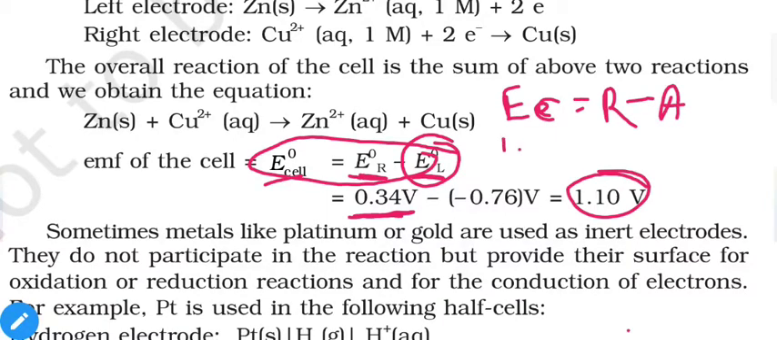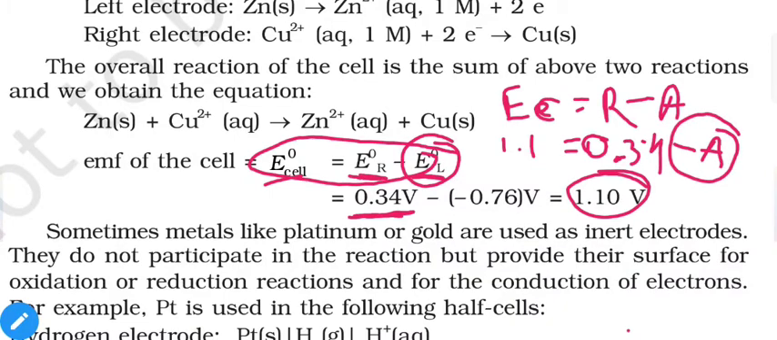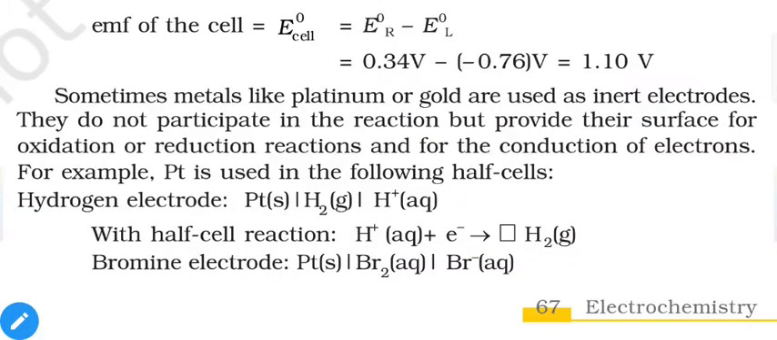Now cell potential is 1.1 volt, the value of copper which is on the right hand side is 0.34, and now we can find the value of the anode because only one value is unknown in this reaction.